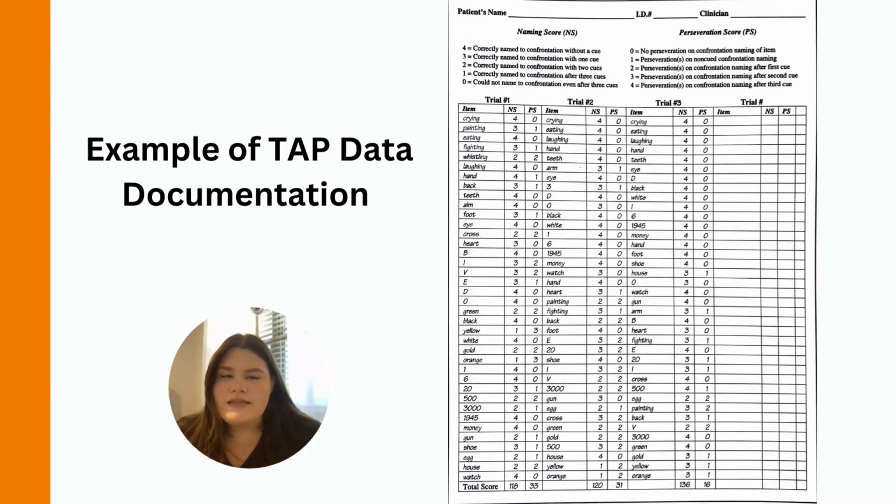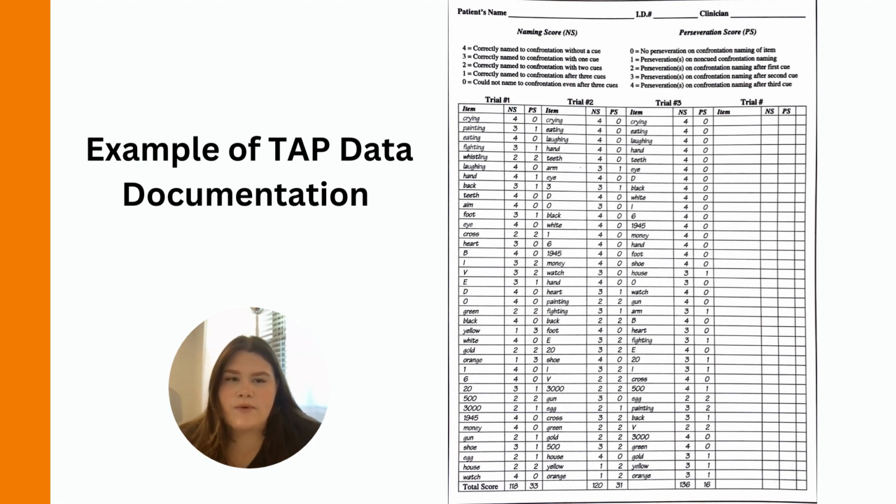So as I mentioned, the TAP program is designed to increase naming scores and decrease perseverations. To choose your stimuli, the clinician must prepare 38 stimulus items and record data by documenting the client's ability to correctly name the stimulus item with or without cues. In this example that I've attached to the slide, this is a trial-by-trial score form, and you can see they chose 38 items including adjectives, letters, numbers, colors, and body parts, stuff like that.